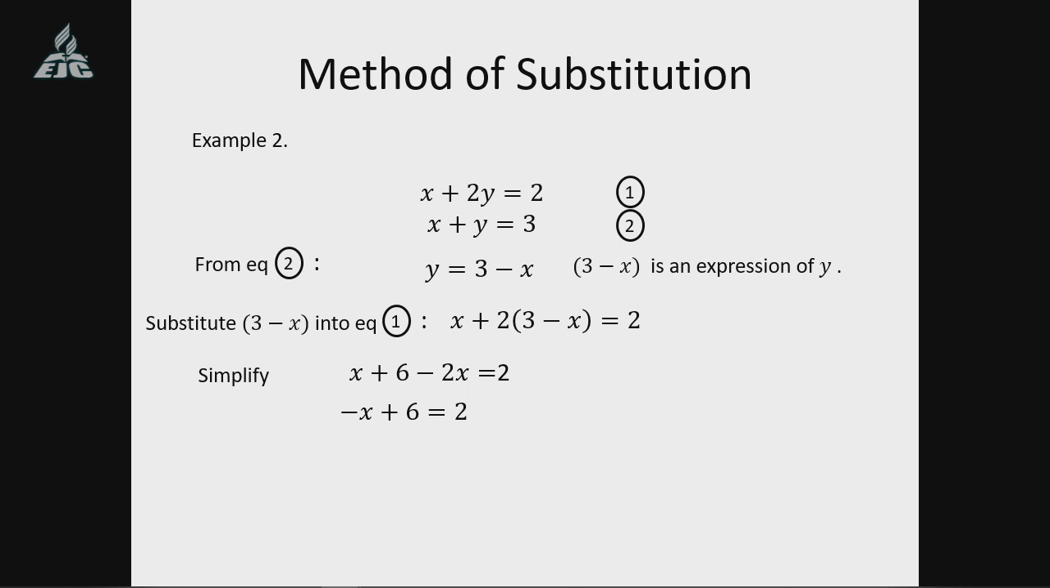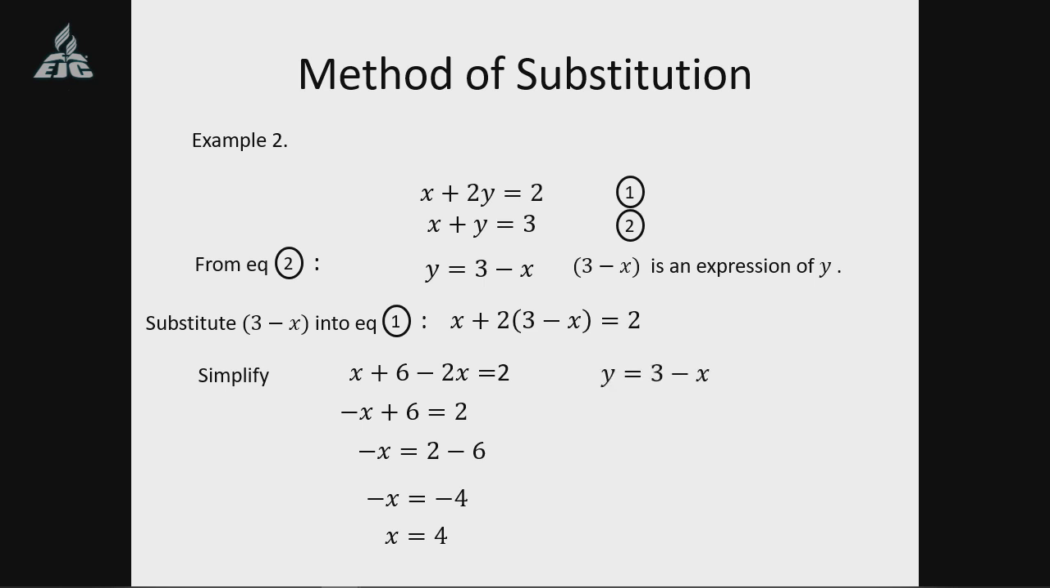Since we're adding 6 on the left-hand side, we can bring that over to the other side of the equation to give negative x equals 2 minus 6. And we can compute that further to give us negative x equals negative 4, since 2 minus 6 would give us negative 4. And of course, if negative x is equal to negative 4, then x is equal to 4.